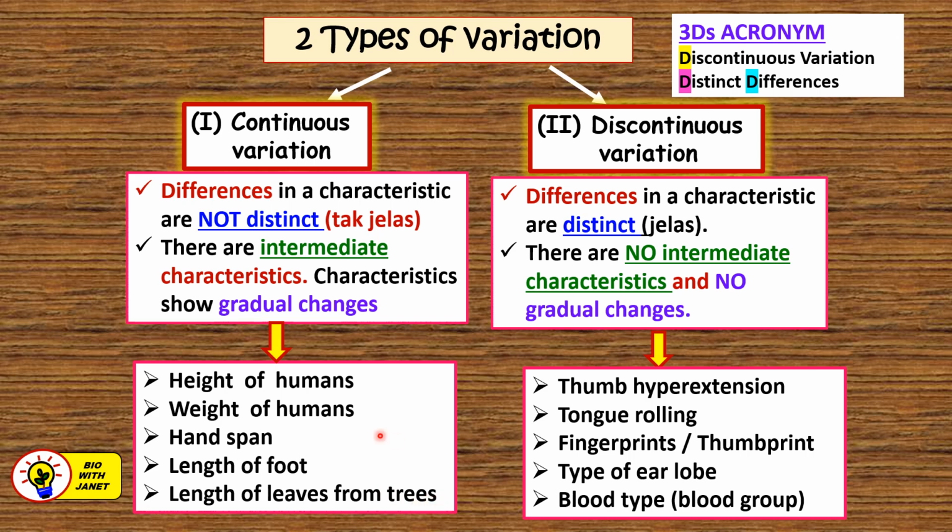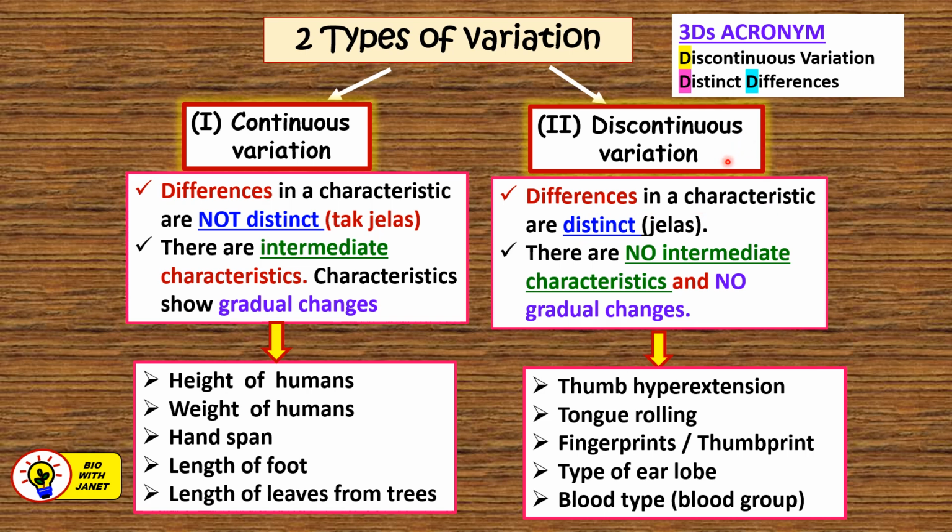So you notice that all these can be measured, right? They are quantitative. So that is a characteristic of continuous variation. If you want to identify whether the variation is continuous or not, if it can be measured, it is usually continuous variation. Now we'll discuss the definition later on.